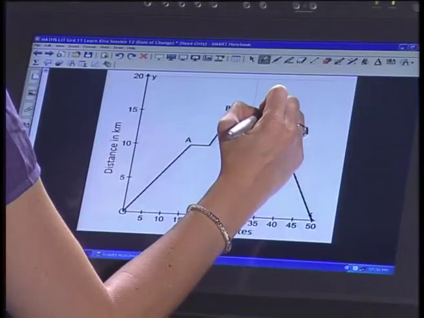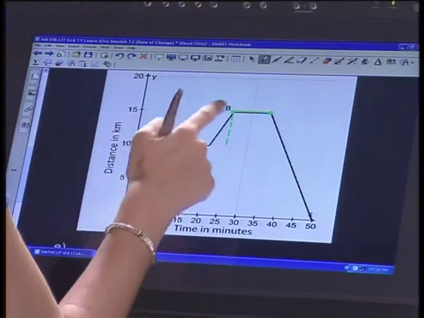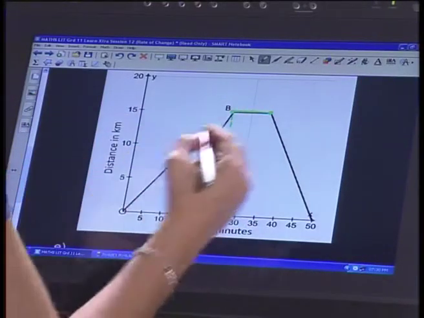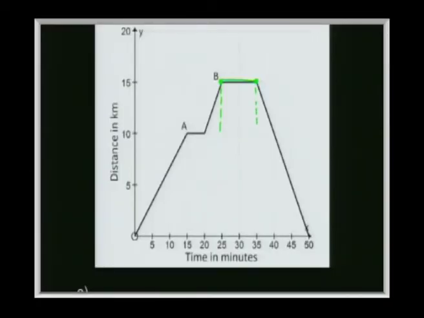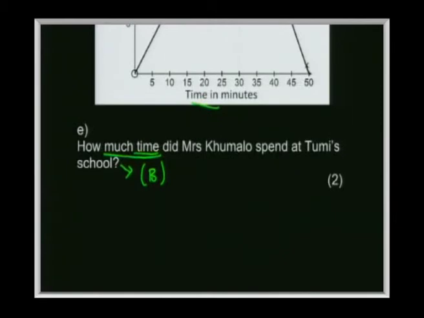So you can make up any scenario that you want. Maybe Mrs. Khumalo had to go in and see a teacher, or there was a lot of traffic at the school and she couldn't move anywhere, or any other reason. But the fact of the matter is that Mrs. Khumalo stays at the school for some amount of time. And if we look at this time, you can work out how long she stayed in that one place for.